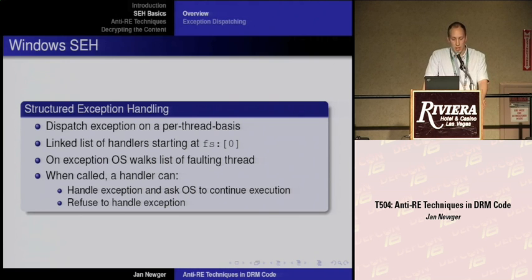So, as we see, an exception handler basically has two choices. On the one hand, it can say, okay, I'll handle the exception and return to the operating system, and in this moment, the operating system will stop list walking and schedule the thread again. On the other hand, the handler can decide to refuse to handle the exception, and in this case, the operating system will continue to walk the list of exception handlers.